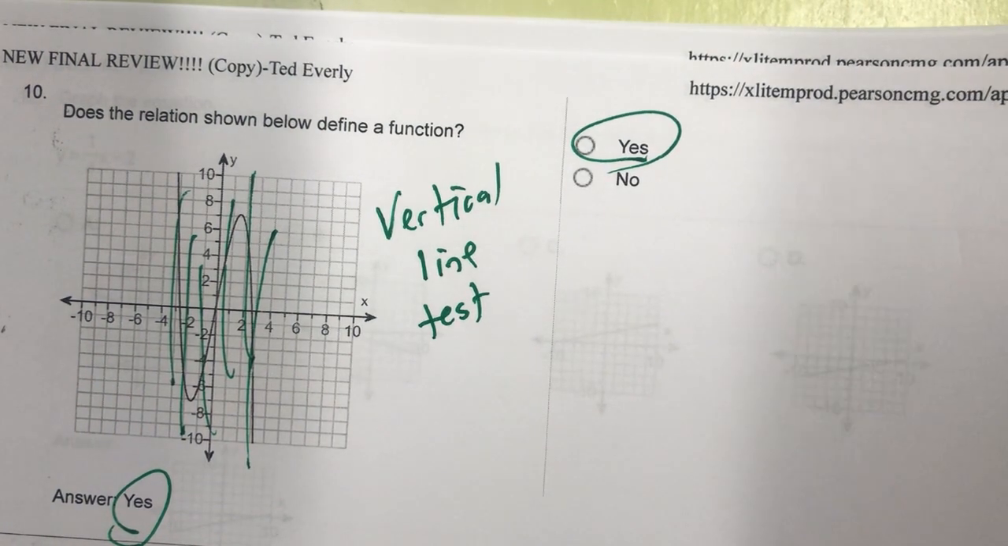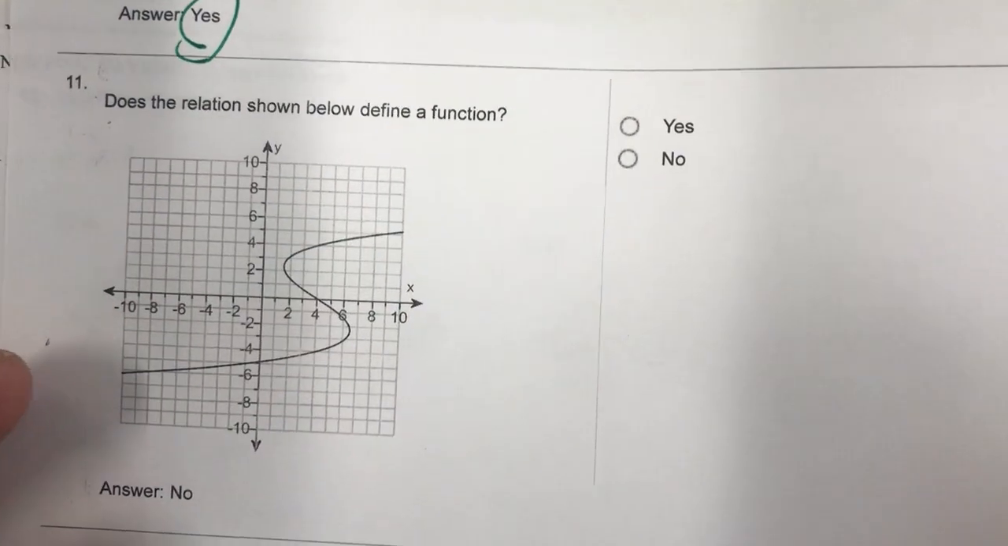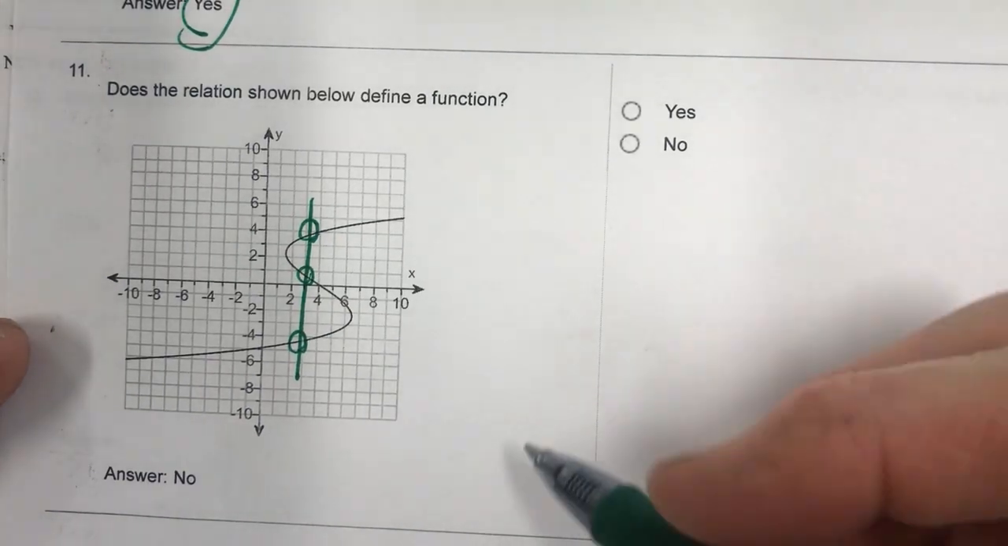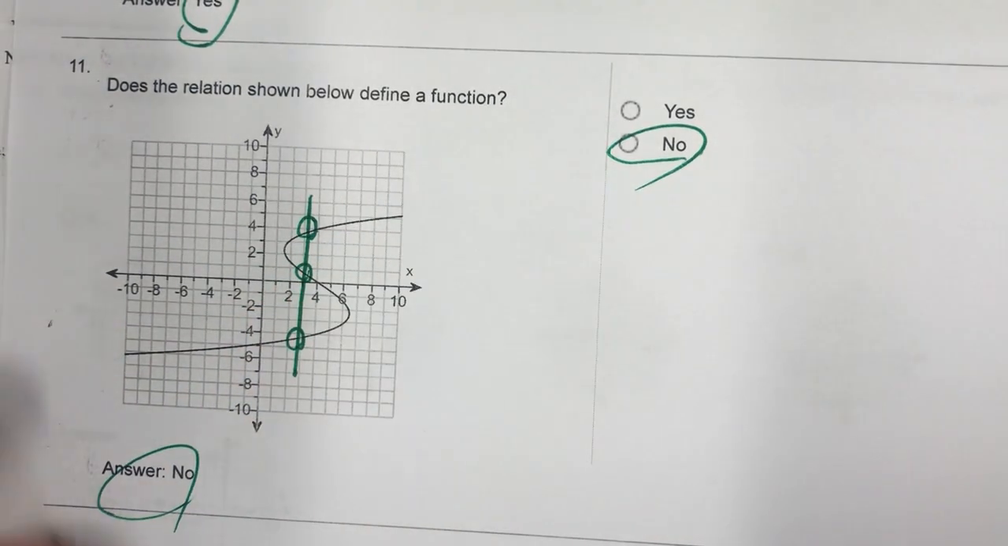And this next one, however, it fails the vertical line test. If I draw a vertical line, see, it touches it 3 times. Can't do that. It can only touch it once. So this is a big fat no. It's not a function.